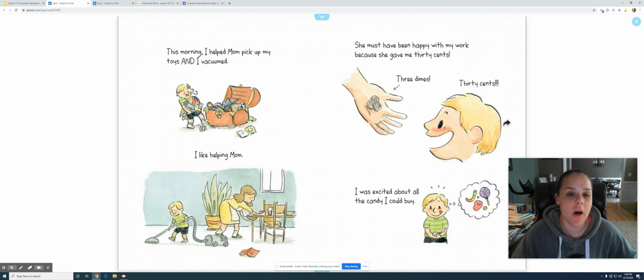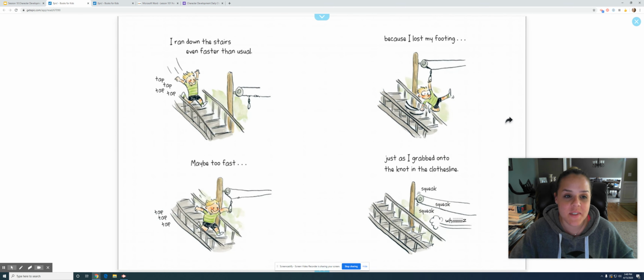This morning, I helped Mom pick up my toys and I vacuumed. I like helping Mom. She must have been happy with my work because she gave me 30 cents. 3 times, 30 cents. I was excited about all the candy I could buy. I ran down the stairs even faster than usual. Maybe too fast, because I lost my footing.